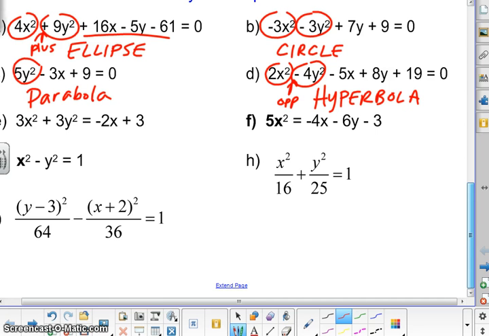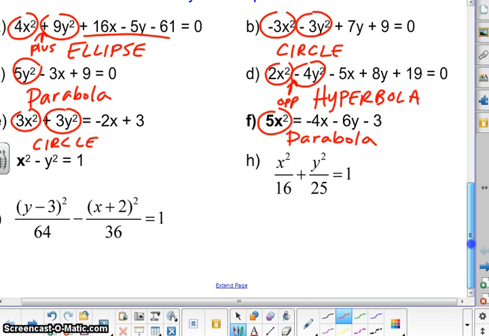Okay, the next one is going to be a circle. Same sign, same coefficient. There's only one squared term, so that's going to be a parabola. This one, they're the same coefficient but different sign, so that would be a hyperbola.